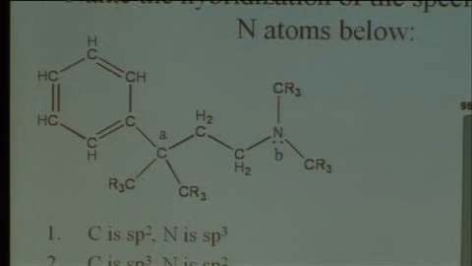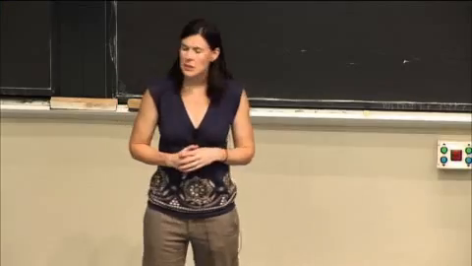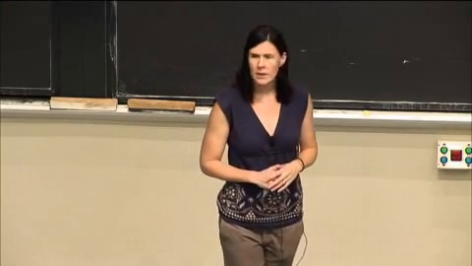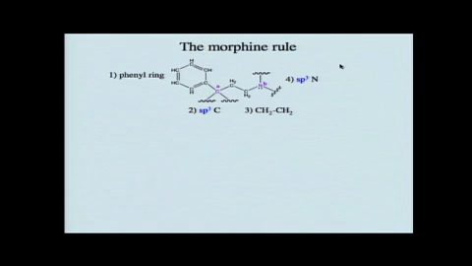All right, so let's switch over to the lecture notes and see what we just did here. Essentially, I had you identify 2 of 4 components that make up what's called the morphine rule. The morphine rule is a set of structural elements that are responsible for the biological activity of morphine and other morphine-like drugs that have a similar pharmacological activity.